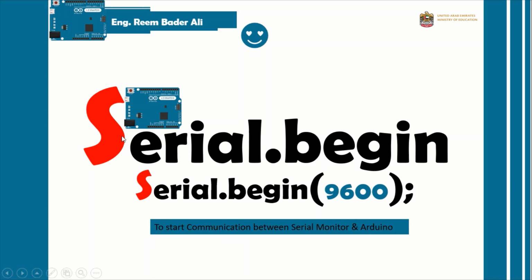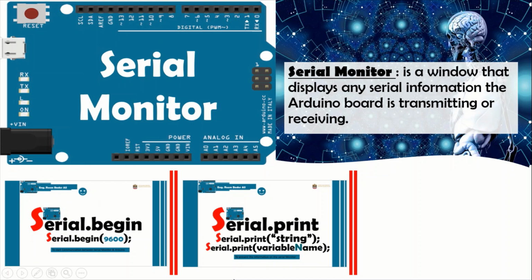Don't forget that coding in Arduino is case sensitive, so the S here, since it's in red color, I tried to make it red so you will not forget that this is capital, so you have to write it capital. Serial.print is the second important command when dealing with the serial monitor.